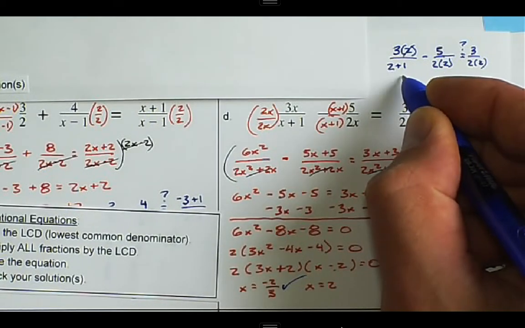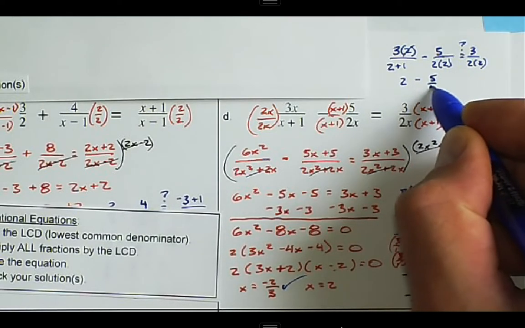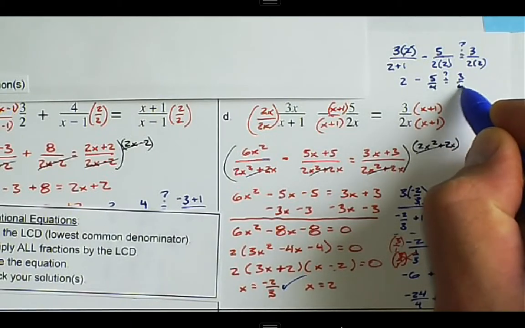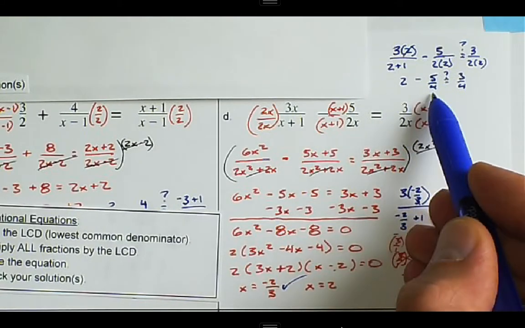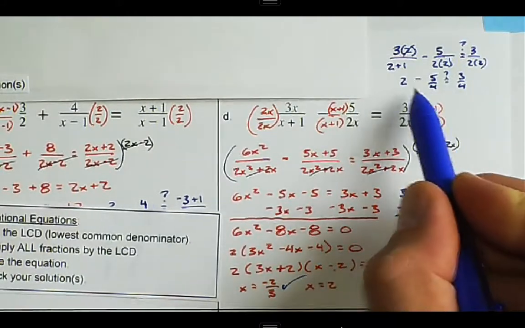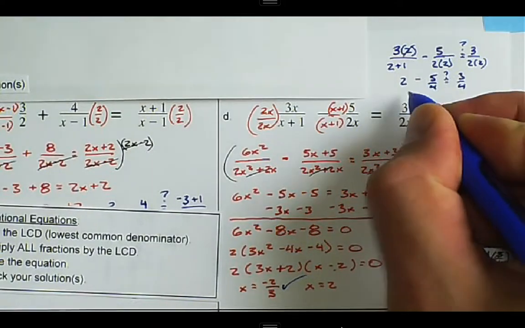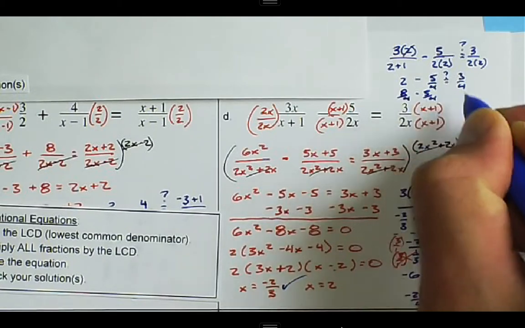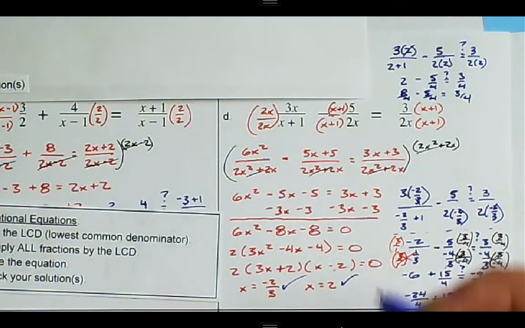So that becomes 2 minus 5 over 4, and that becomes 3 over 4. If we make 2 have a denominator of 4, that becomes 8 over 4. Running out of room here, so we'll write 8 over 4 minus 5 over 4. And that is indeed equal to 3 over 4. So 2 also works.